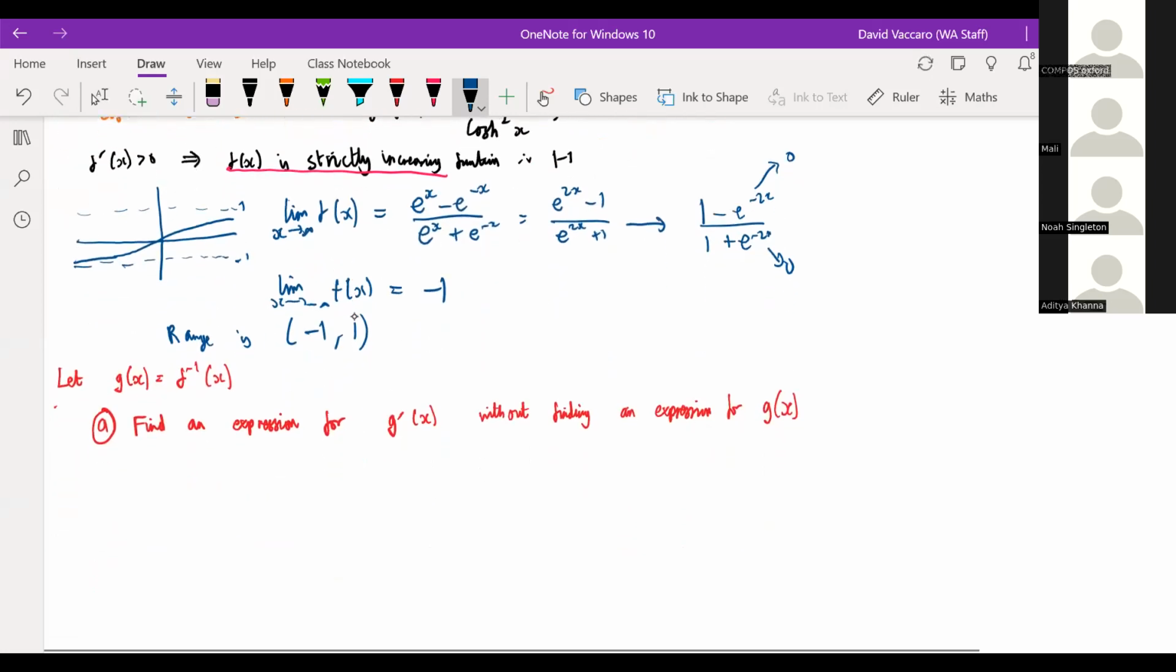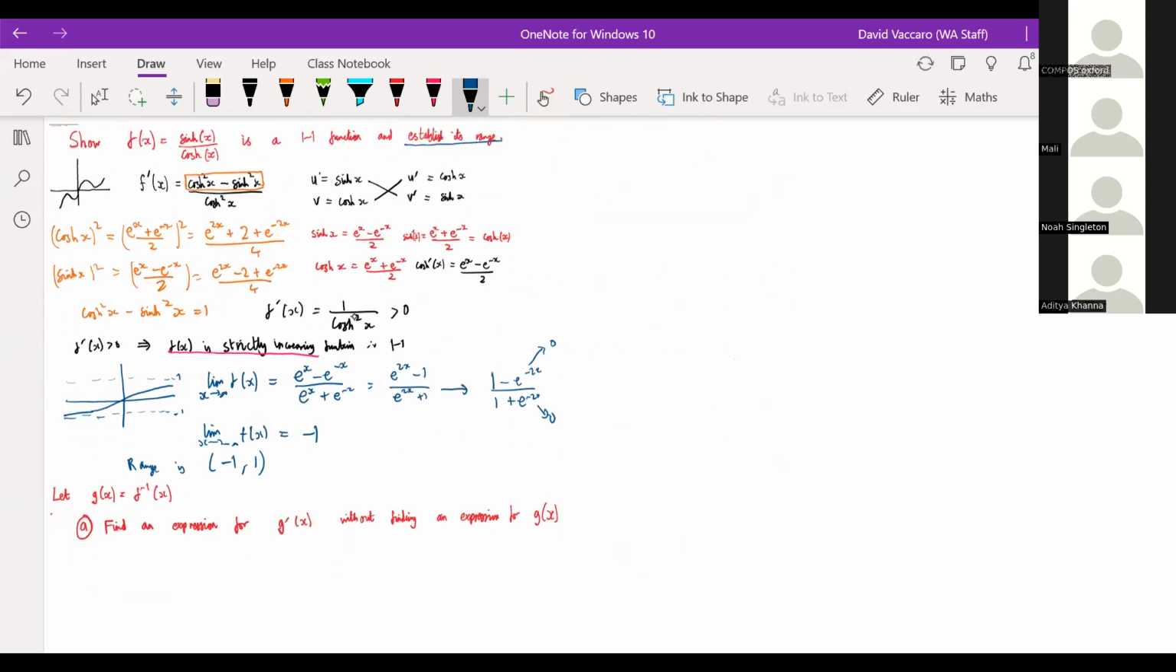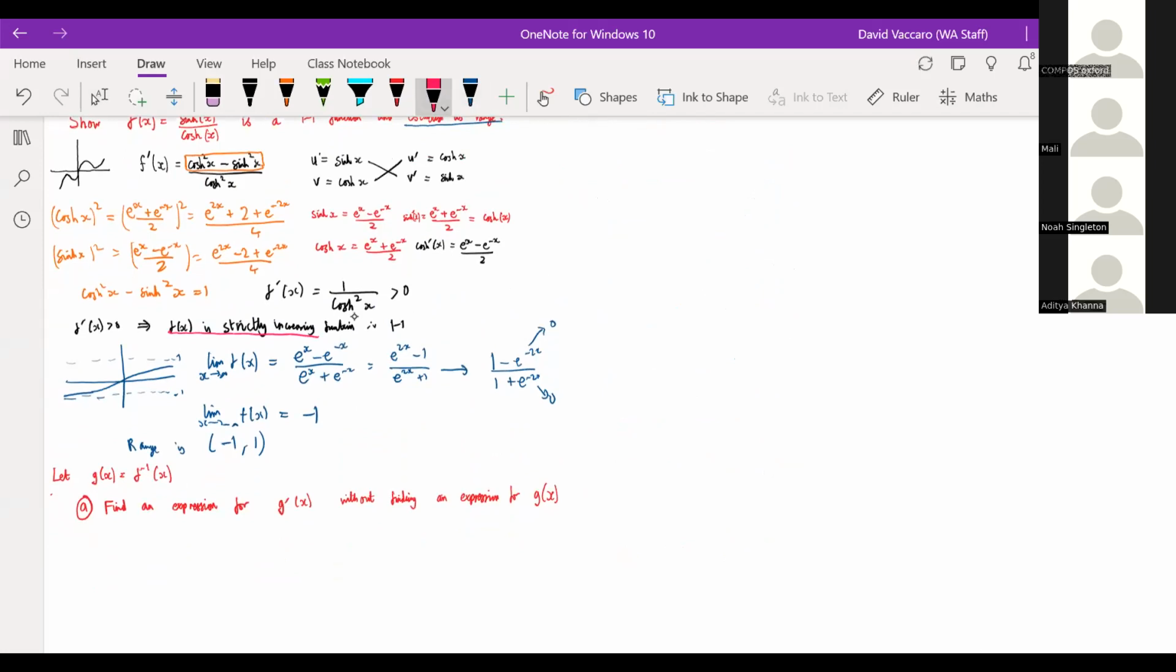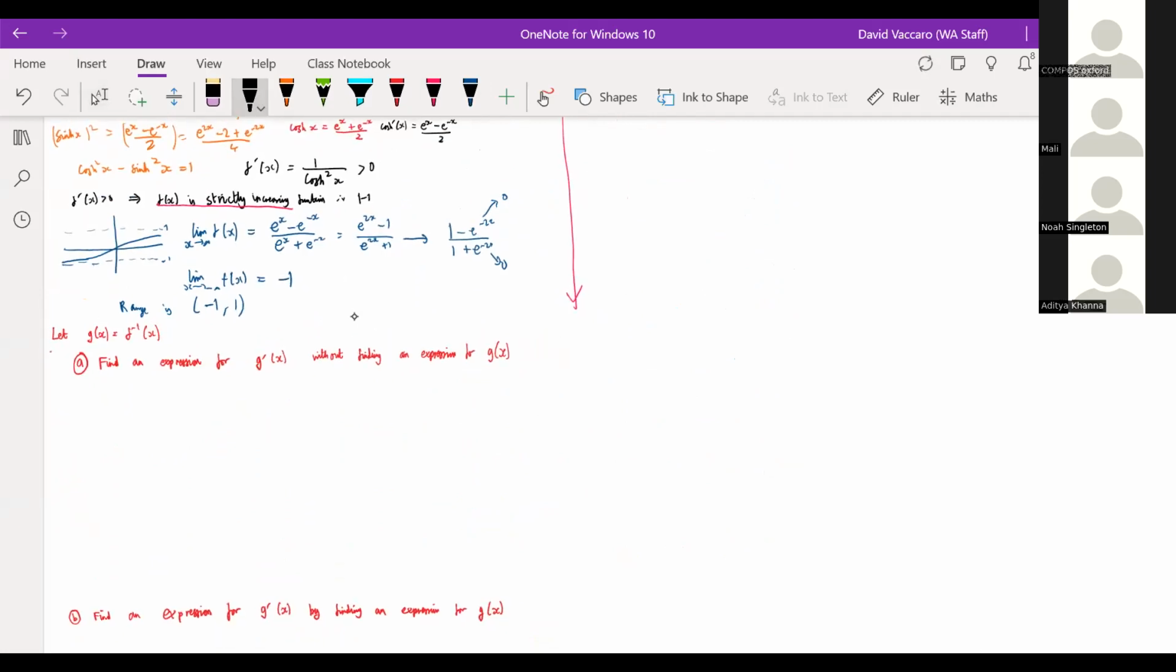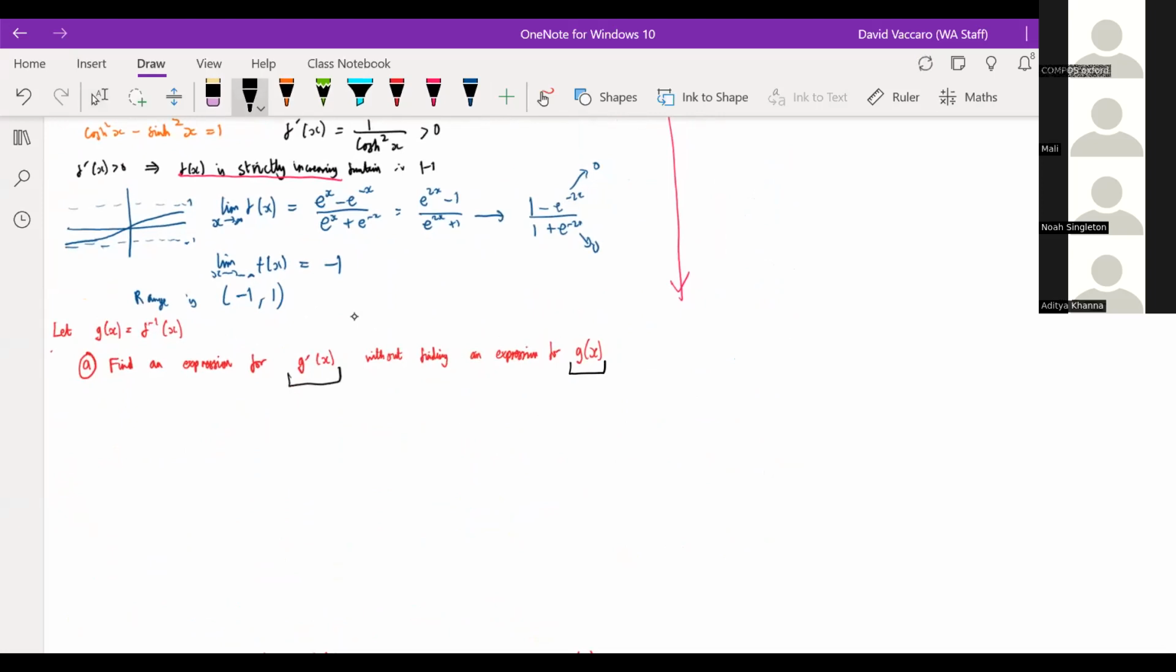Okay, that little interlude has got little to do with the sheet because it's just looking at inverse functions. Let's now look at finding an expression for the derivative of the inverse function. And we're going to do this two ways. We're firstly going to do this without finding an expression for g of x. So we've got f inverse x is equal to y.